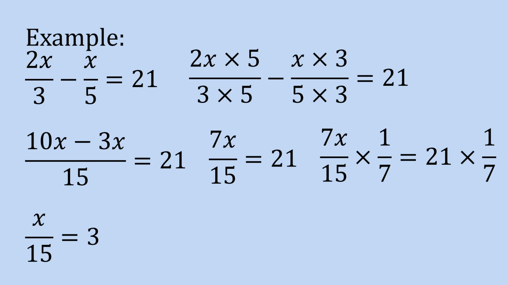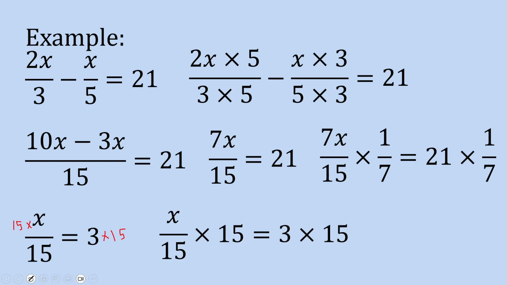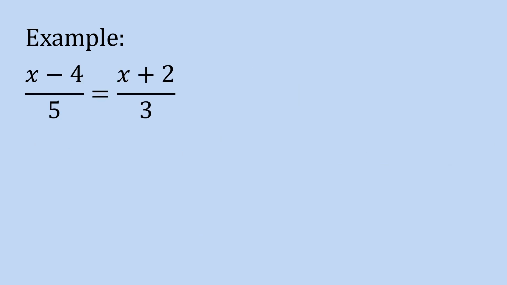Here both sides we can multiply by 15. Multiply this side by 15, and this side also by 15. So we can write like this. So the 15s cancel. 3 times 15 is equal to 45. So x is equal to 45. Next, x minus 4 divided by 5 is equal to x plus 2 divided by 3.